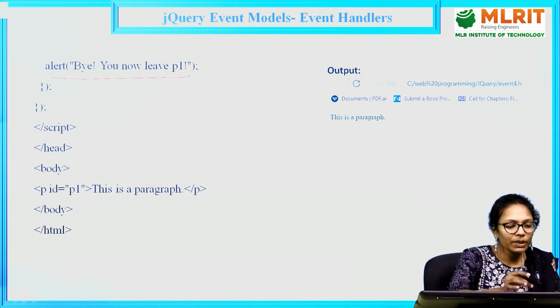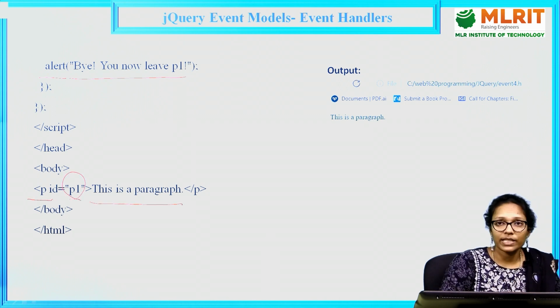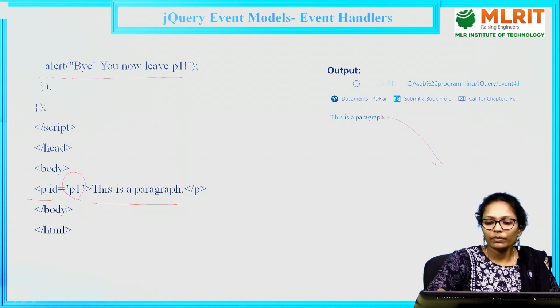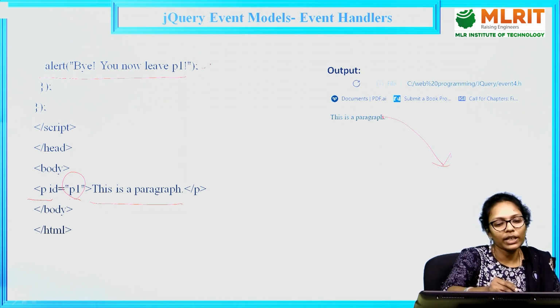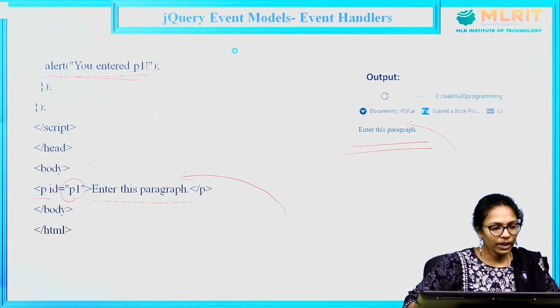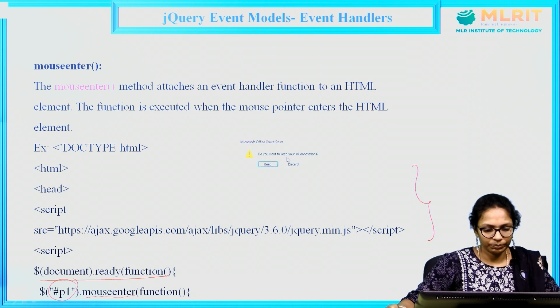So what is this P1? It's a paragraph. For this the ID is P1, and what is the message? This is a paragraph. So already you have entered into this paragraph. Now you are leaving this paragraph. Then automatically you will get this alert message. So we'll see the execution of these 2 programs now, mouse enter and mouse leave.